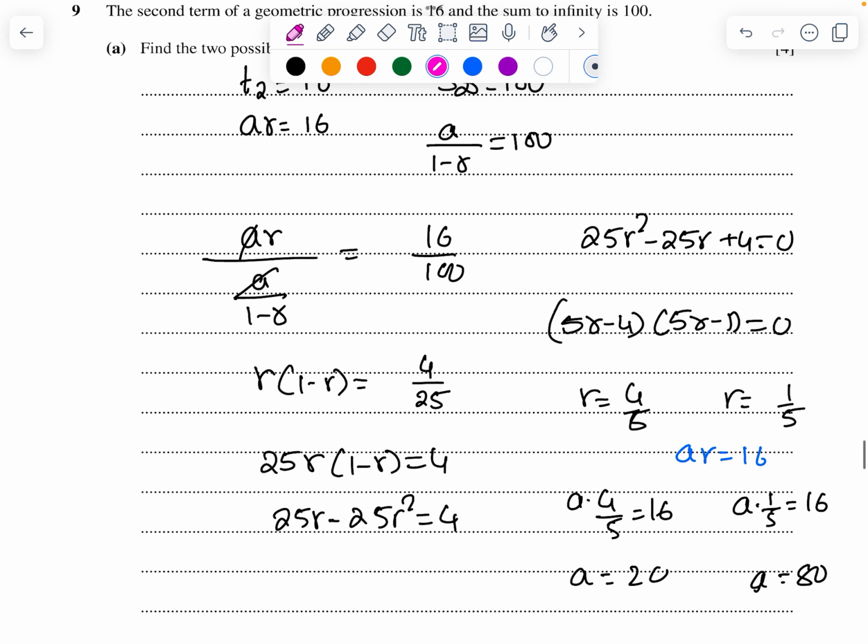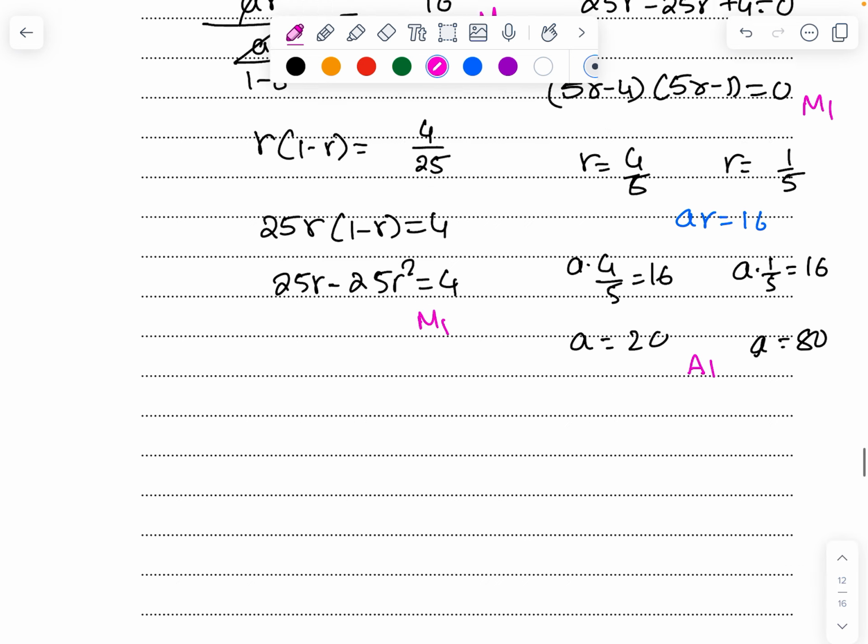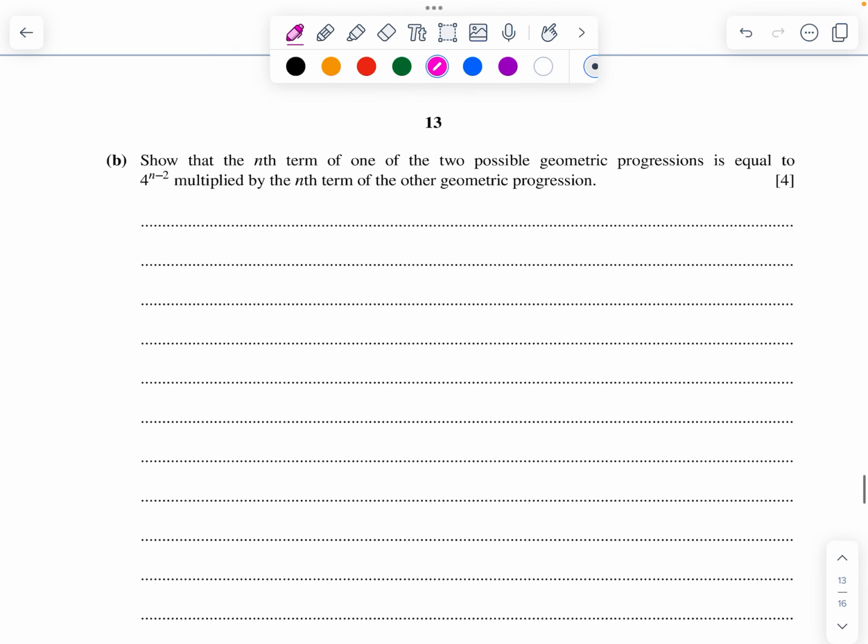So method mark for writing the formula and dividing it out. Getting a quadratic, another method mark. Factorizing it out, method mark, and accuracy mark for getting A values. Show that the nth term of one of the two possible geometric progressions is equal to 4 power n minus 2 multiplied by the nth term of the another geometric progression.